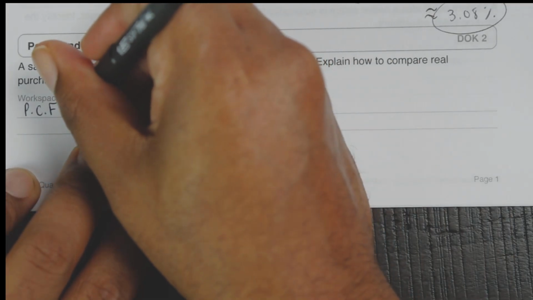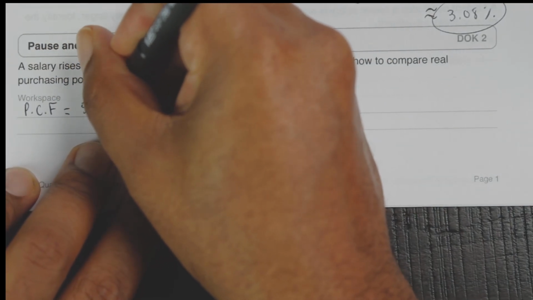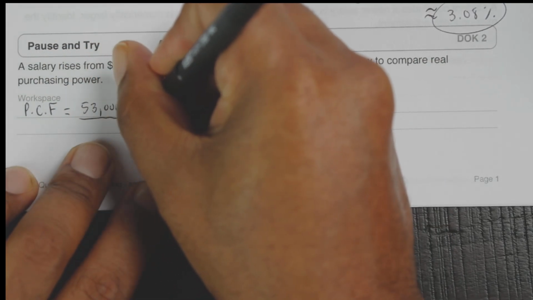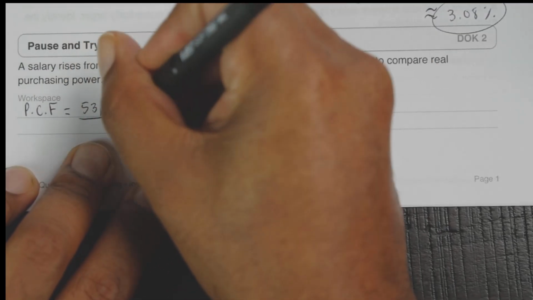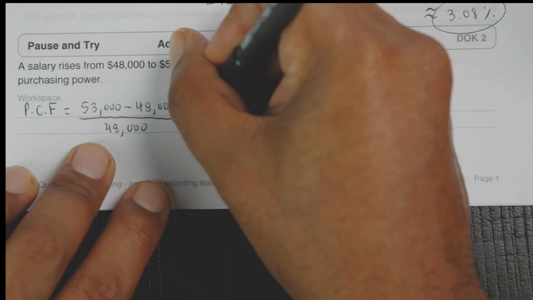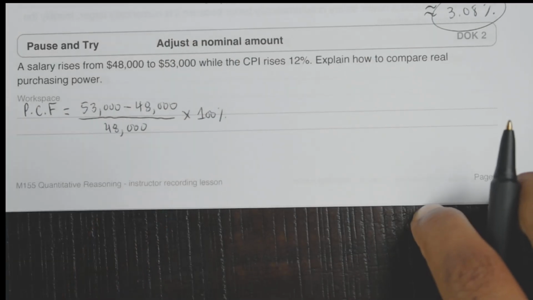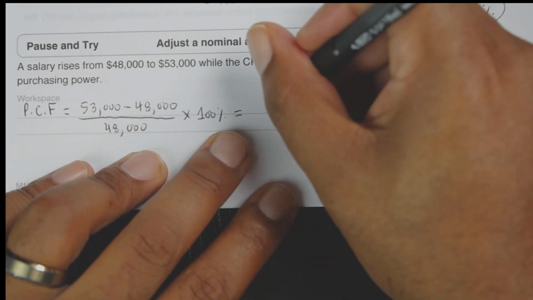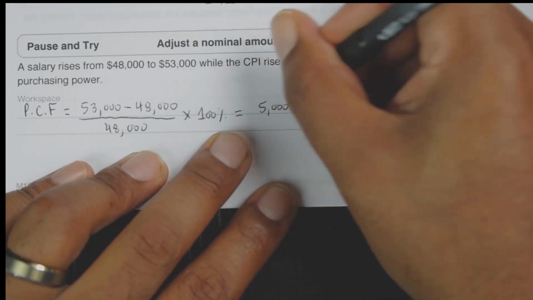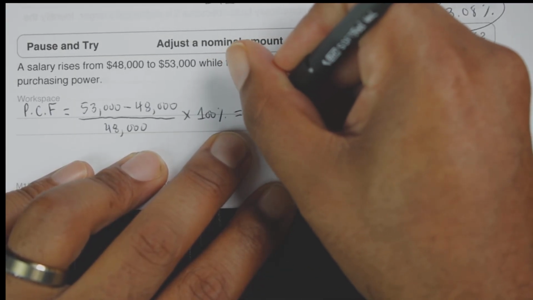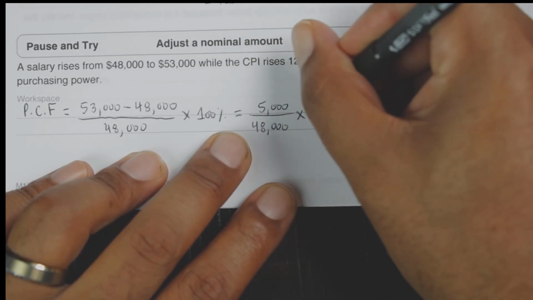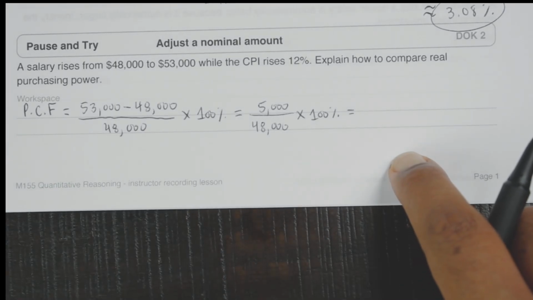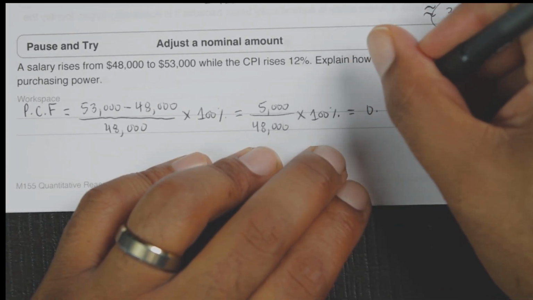So that's 53,000 minus 48,000, divided by 48,000, times 100%. When we subtract in the numerator, we're going to end up with a $5,000 change. Then we're going to divide that by 48,000. Then we're going to multiply that by 100%. When we divide these two, we end up with 0.08.